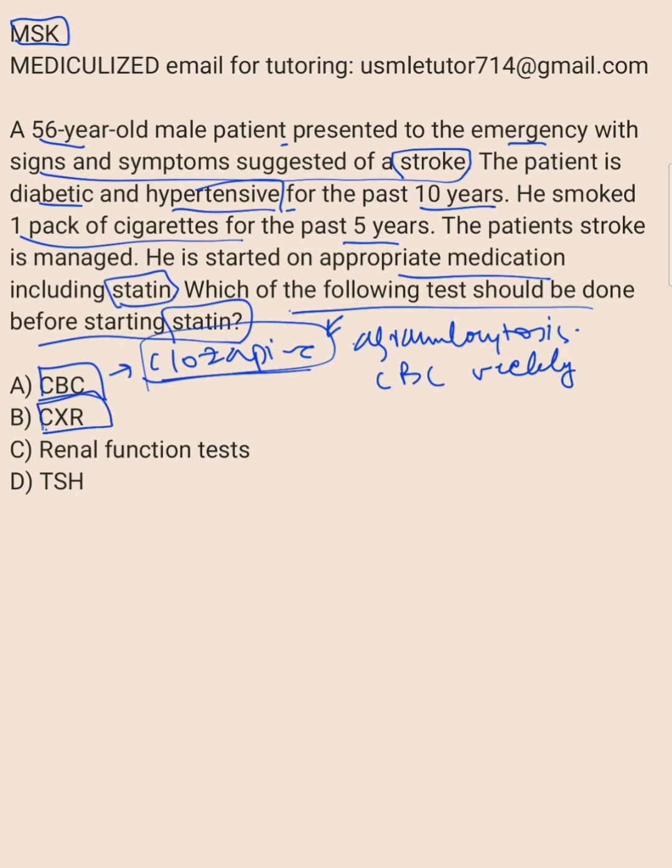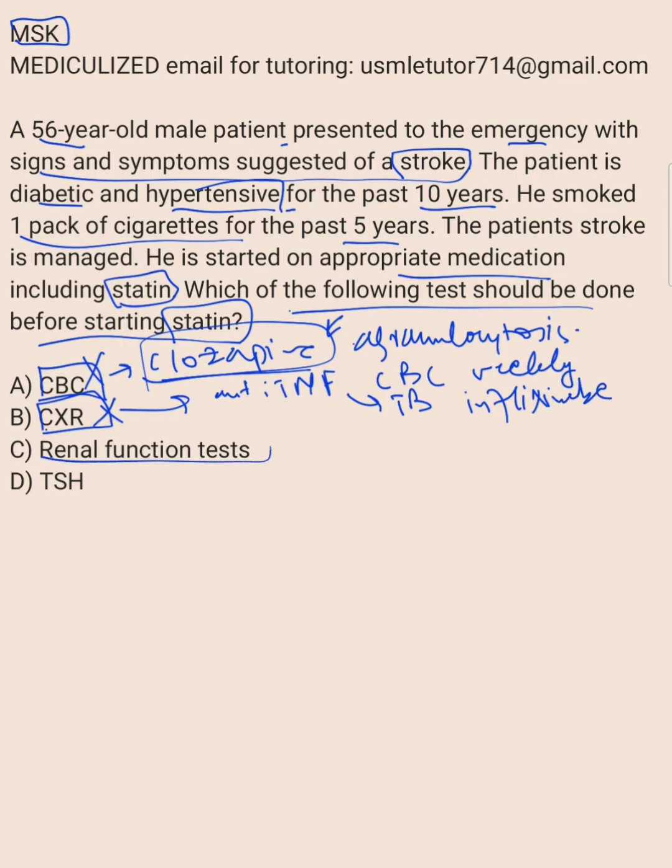So another is chest X-ray. This is also wrong, and chest X-ray can be done, for example, if you're putting the patient on anti-TNF because it can cause TB. For example, infliximab. This is often really high yield to know.